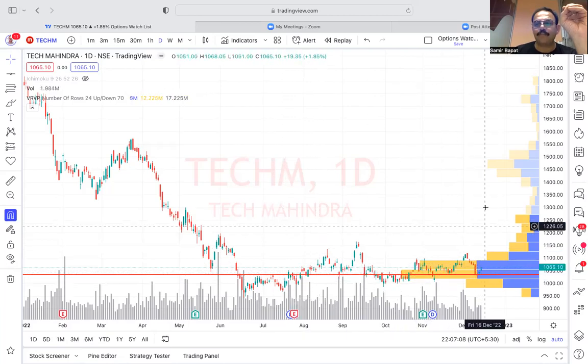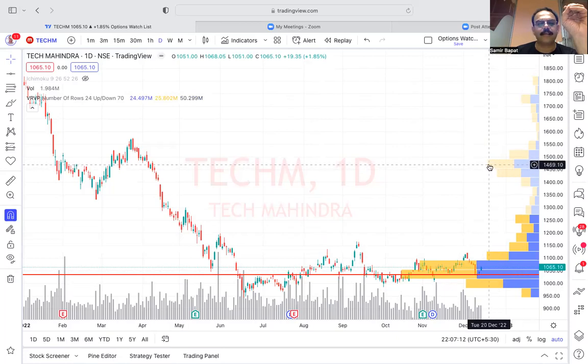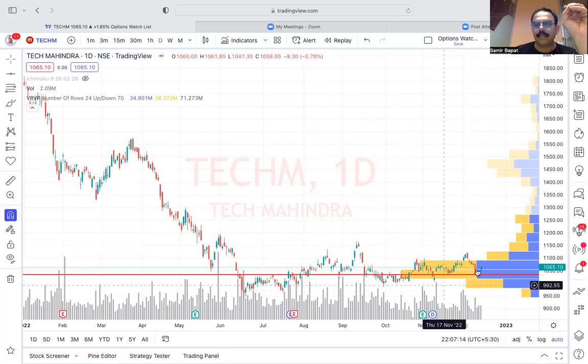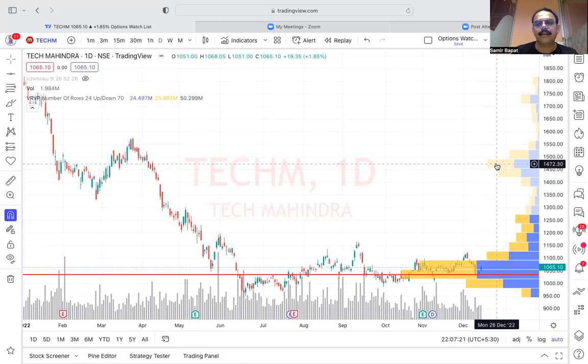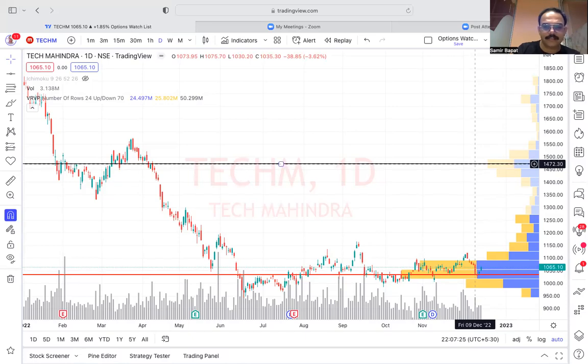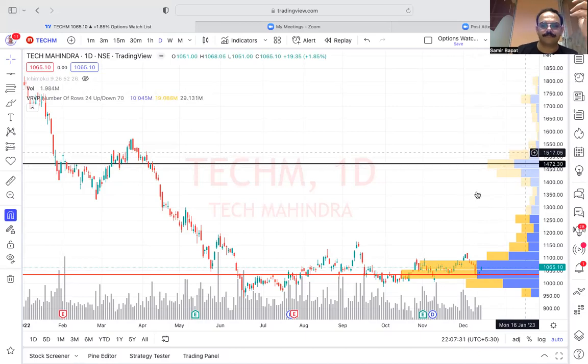How far will it go? So the first target you can take is this higher volume profile here, somewhere here, whenever it shoots out in 1 month, 2 months, 3 months. This is the likely target number 1. This is the higher volume, so you can take this as a supply zone where people might wish to exit, or here.